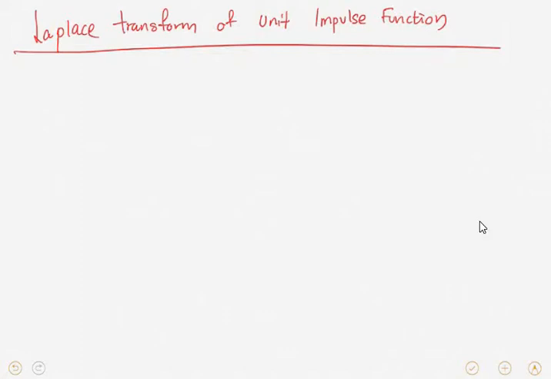Hello everyone, today I would like to show you how to solve the Laplace transform of the unit step function. Okay, first of all, let me show you the theorem.